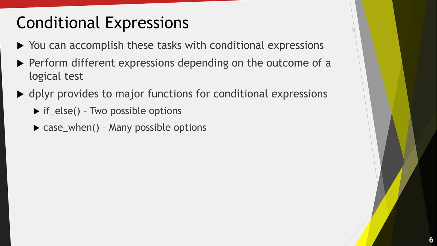In R, you can accomplish these tasks with conditional expressions. These are functions that evaluate different expressions depending on the outcome of a logical test. dplyr provides two major functions for conditional expressions. The first, if_else, decides between two possible options, and then case_when decides between many possible options.